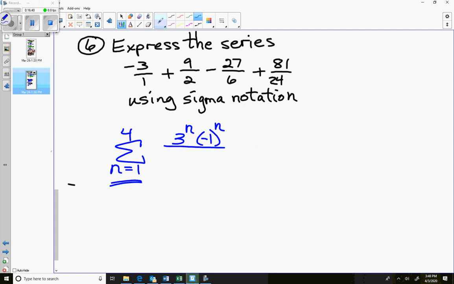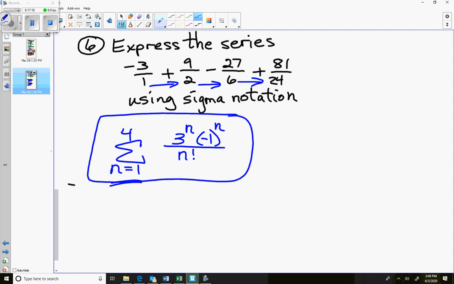Well, again, if you recognize it, not so bad. N factorial. 1 factorial is 1. 2 factorial is 2. 3 factorial is 6. 4 factorial is 24. So 1 times 2 is 2, times 3 is 6, times 4 is 24. If you recognize those, you have it. So that would be our answer.